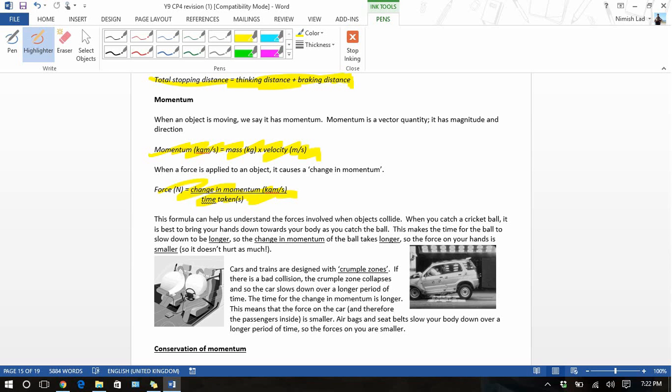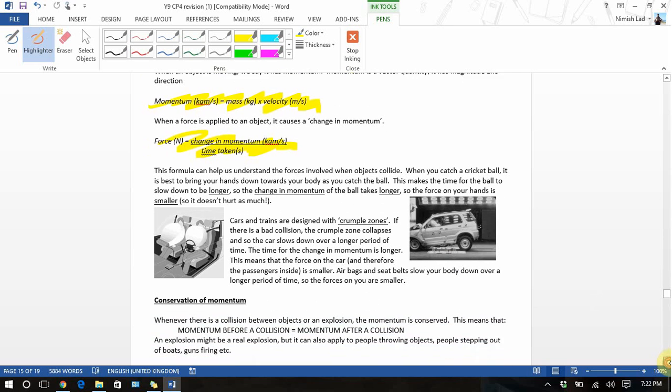Newton's third law is if you apply a force on an object, it applies a force back on you, and then it goes on to momentum and the force is applied in momentum. Carrying on momentum, you've got the idea of conservation of momentum.